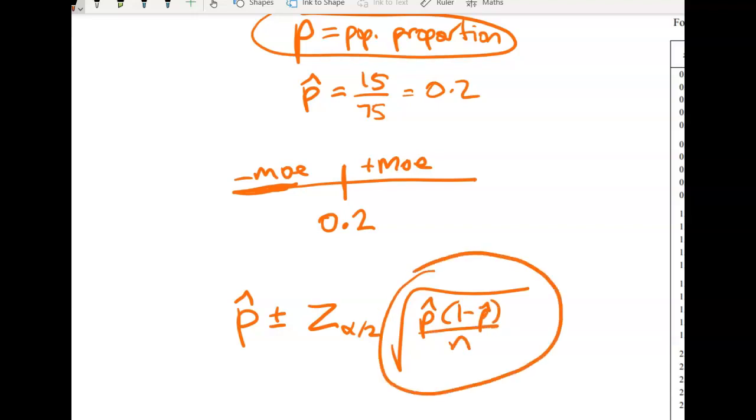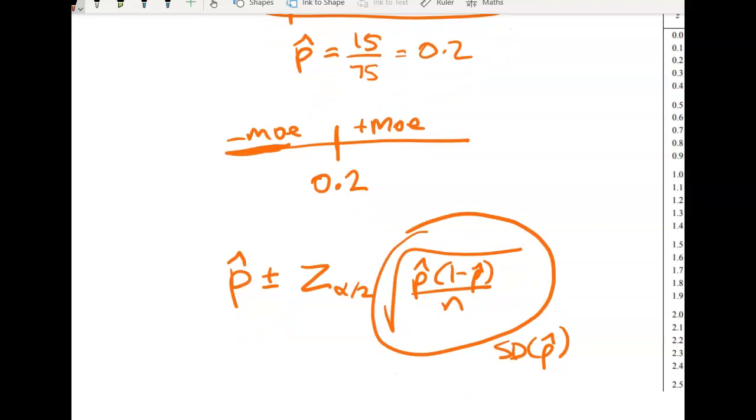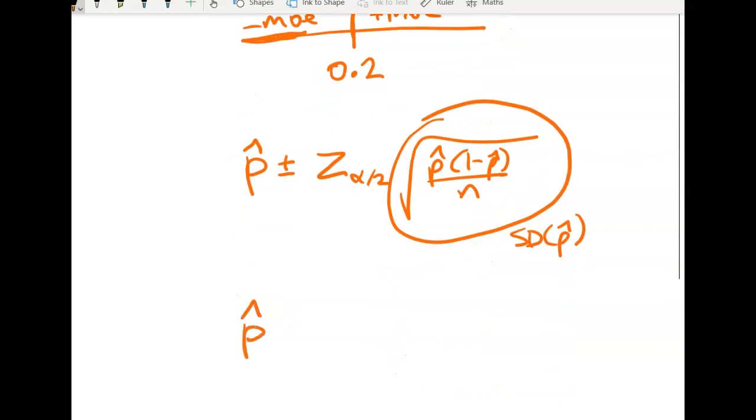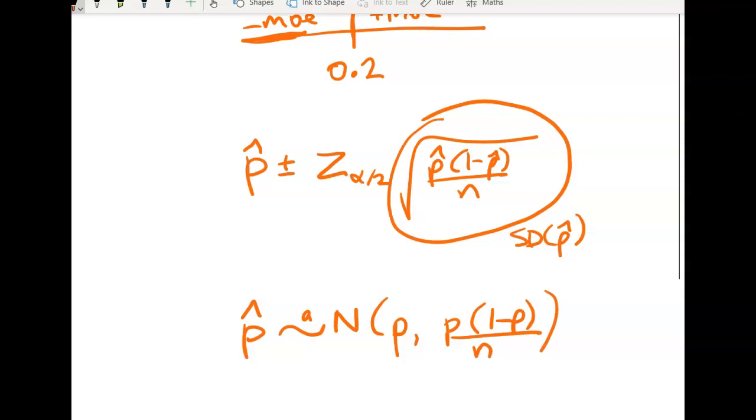So this is the standard deviation of P hat. And that's because P hat is distributed roughly normally. Its mean is the true value of the population proportion, and its variance is P times 1 minus P over n. So the standard deviation of P hat is going to be the square root of this thing. But we don't know what P is, so we have to estimate it, and that's why we've got the P hats in here. Okay, so that's how I set my confidence interval up.